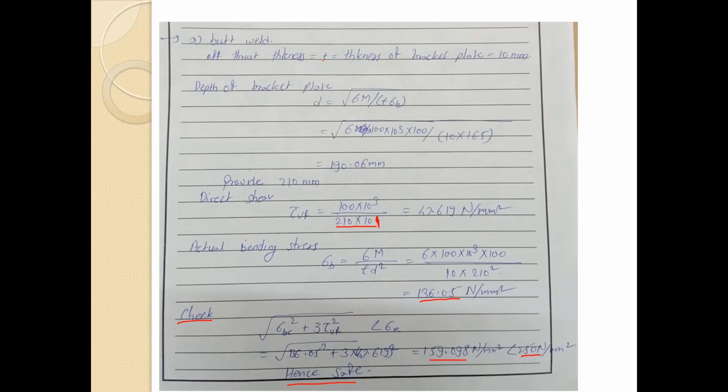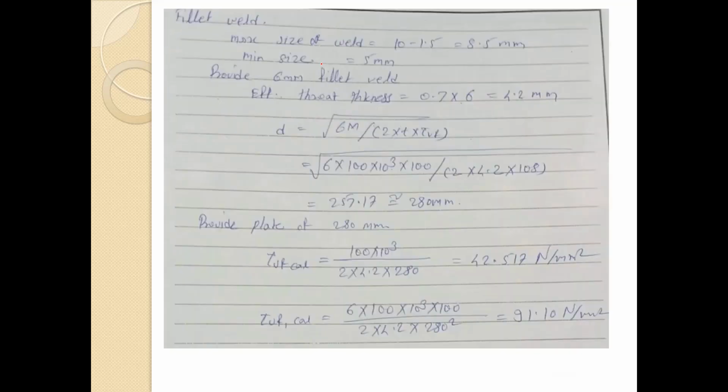So first we have assumed this throat thickness, which is basically equal to the thickness of the bracket plate in case of the butt weld only. After that we have calculated the depth, then the direct shear, then the bending stress, and by using this formula we took the check. And if it is not sufficient, then we have to increase either the depth or the thickness of the bracket plate in case of the butt weld.